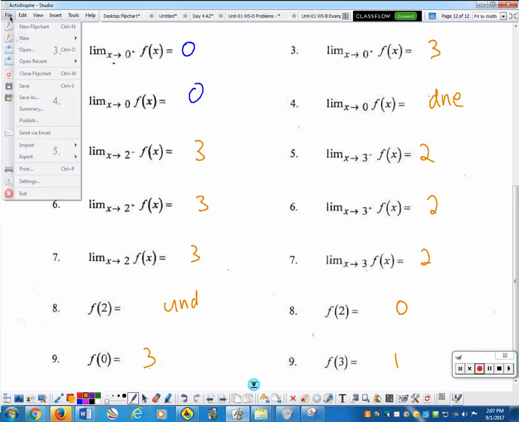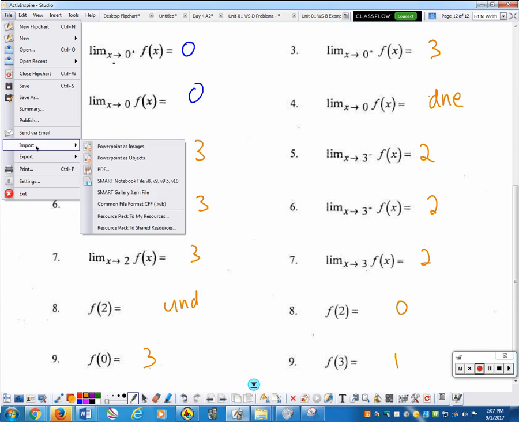One second. Pull up this file. Oh yeah, you feel it. Yeah, I love it.